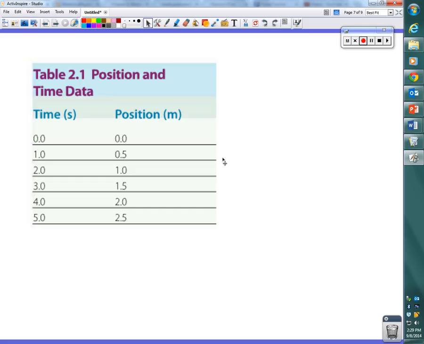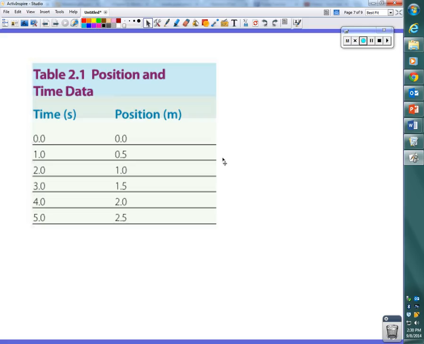Figure it out. It's going 0.5 meters per second, and you can figure that out because you look at all the position measurements, and they go up by how much? 0.5, and the time that we took those measurements occurred every 1 second, and so you go 0.5 meters per second. Okay? Not too hard, right?